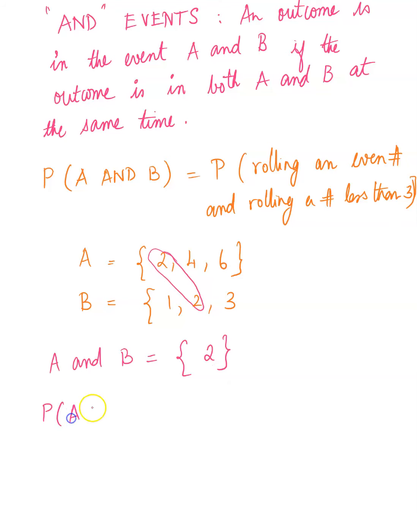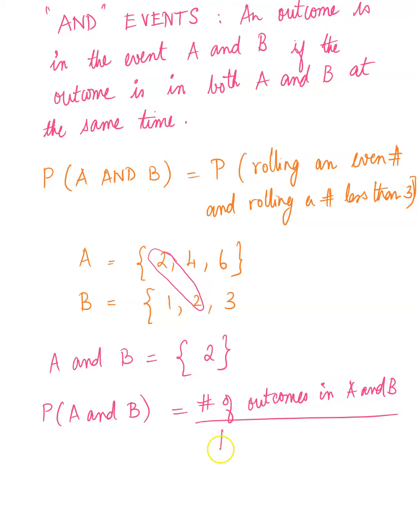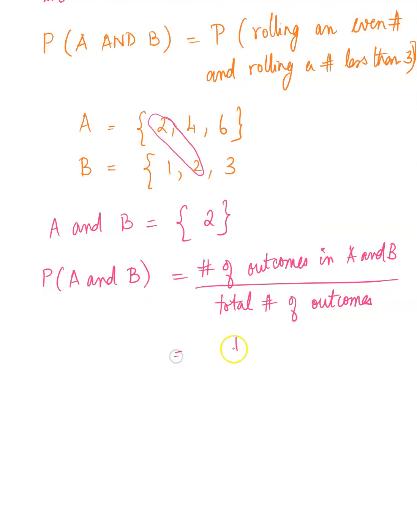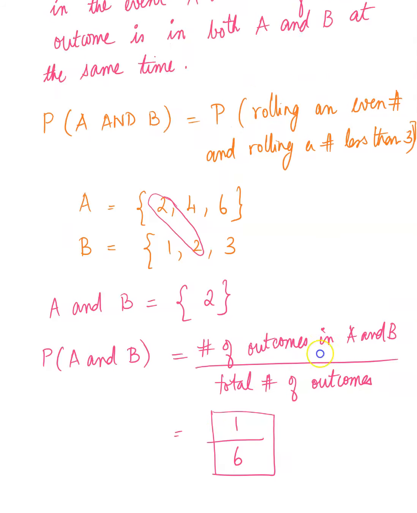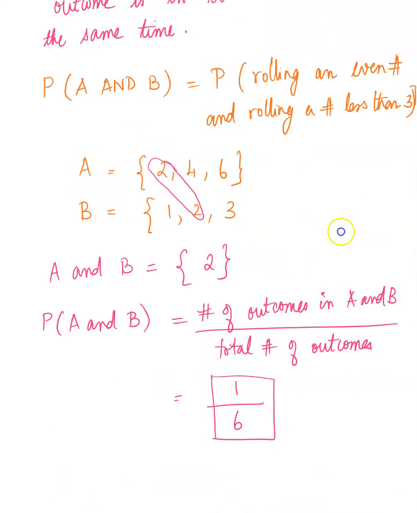Therefore, probability of A and B would be, let me write that again in words, number of desired outcomes in A and B divided by total number of outcomes. One over 6 would be the probability here because there was only one outcome out of the 6. Yeah. So that was or events and events.